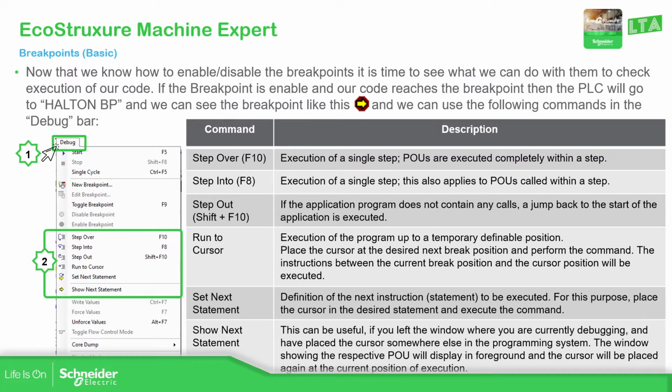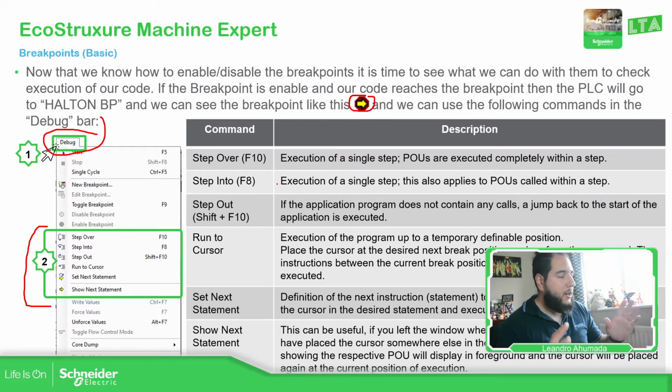When you're in debug, once you are online with the PLC and you have this icon over here, you should be able to see debug. This debug allows us to see the commands that we have for the breakpoints. To be honest, I don't remember which ones they are, but step into and step over are almost similar. Imagine that you are running the code, and in the middle of the code you have a call for another POU, another part of the program.